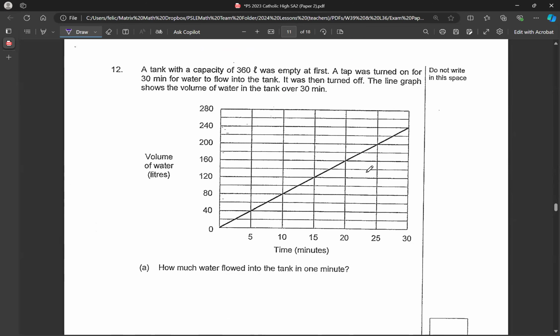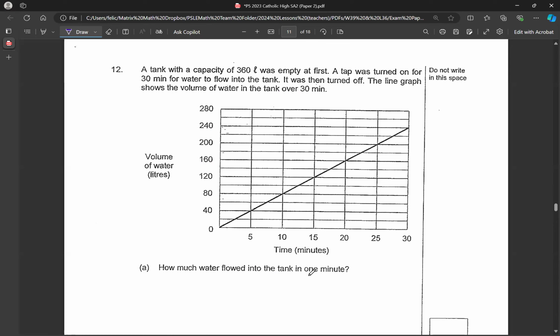Okay, question 12. A tank with a capacity of 360 liters was empty at first. A tap was turned on for 30 minutes for water to flow into the tank. It was then turned off. The line graph shows the volume over the 30 minutes. So this line graph shows the volume of water inside the tank during those 30 minutes. You can see that it's increasing very consistently, because of the tap. How much water flowed into the tank in 1 minute?